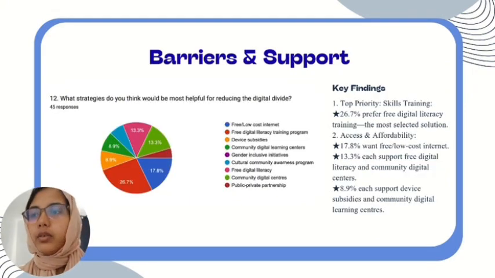Okay, let's look at what our respondents believe would actually help them reduce the digital divide. So the message is clear. The top priority is skills training, and we also see strong demand for better access and affordability. So overall, the community is asking for practical support like skills, access, and affordability.